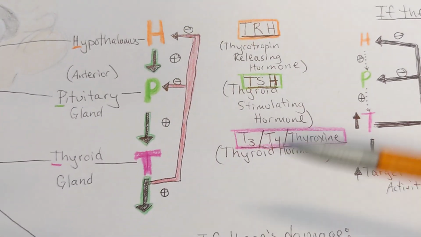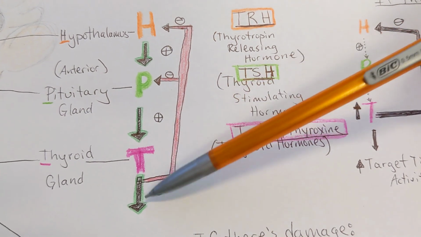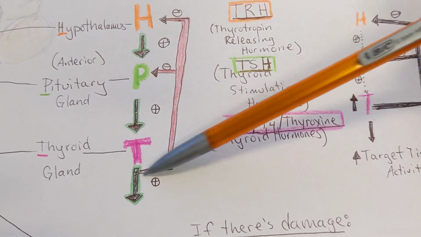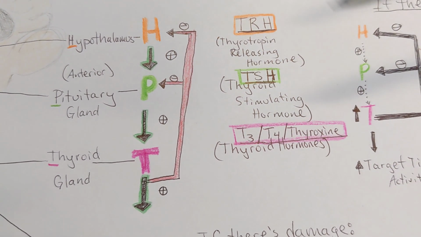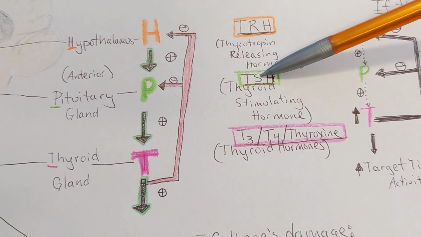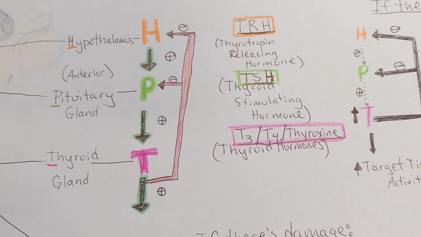Okay. Again, hypothalamus stimulates pituitary, stimulates thyroid gland, thyroid stimulates all of these target tissues, and inhibits the anterior pituitary and the hypothalamus, reducing how much of these and ultimately this. In this way, thyroid hormones are kept relatively constant.